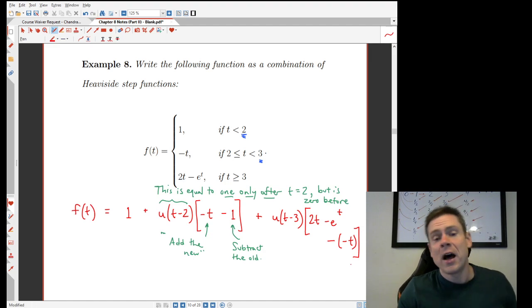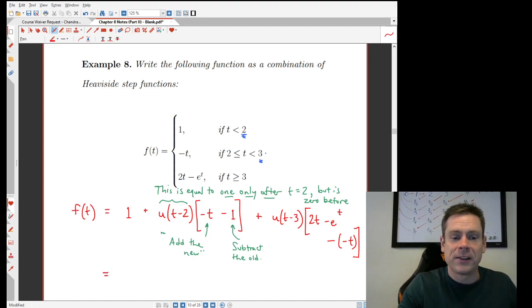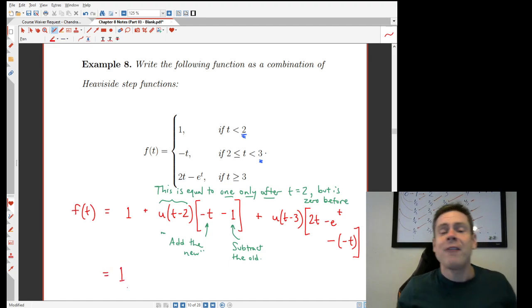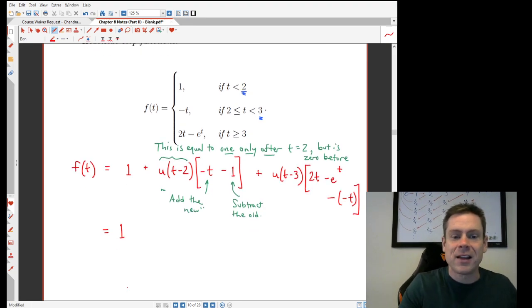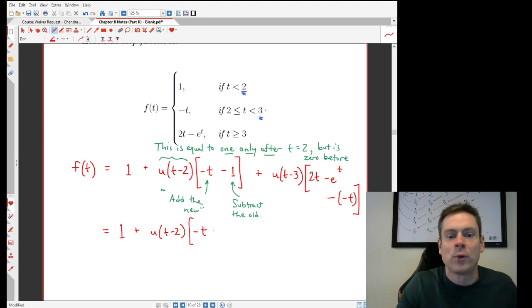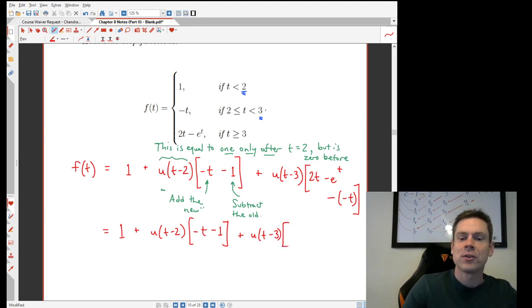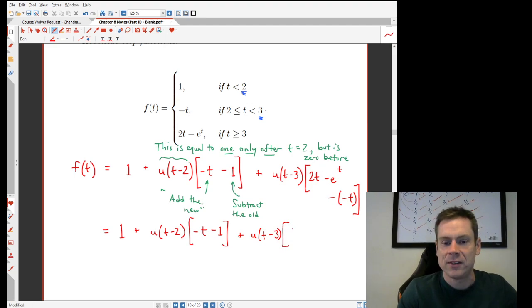Okay, we can simplify this a little bit, so I will. If you have a lot of different u functions, at the end of the day it's nice to write them in order. This here looks pretty good. You could write this as minus u of t minus 2, t plus 1, it's fine. There are lots of ways to write this, but I basically want to simplify that last term here. So we have 2t plus t, and that's 3t minus e to the t, like this.